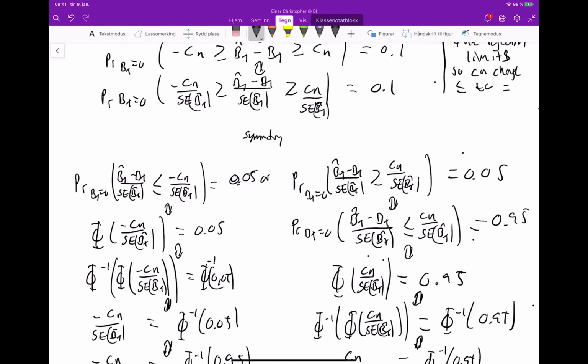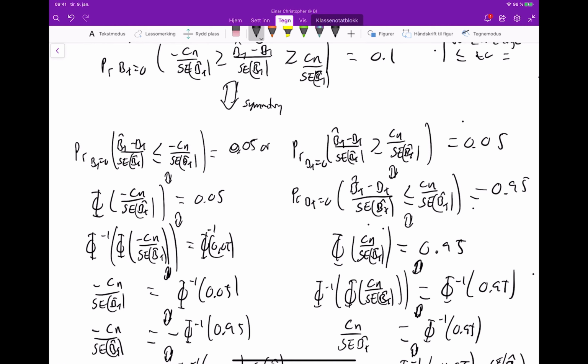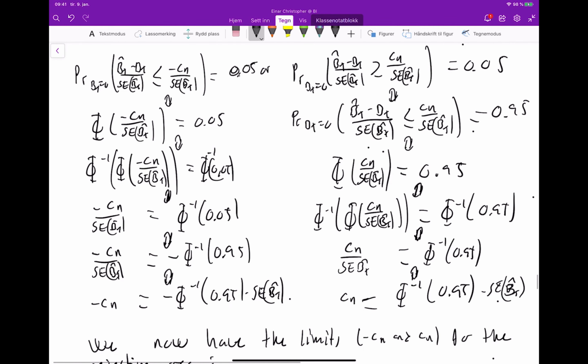this is equivalent to that beta 1 hat minus beta 1 divided on the standard error of beta 1 hat is less or equal minus Cn divided on the standard error of beta 1 hat, or that the probability that beta 1 hat minus beta 1 divided on standard error of beta 1 hat is bigger or equal Cn divided on standard error of beta 1 hat and is equal 0.05. Together we have 0.1. So then we can find the solution for what Cn must be in both these two cases. Or what minus Cn must be and what Cn must be.